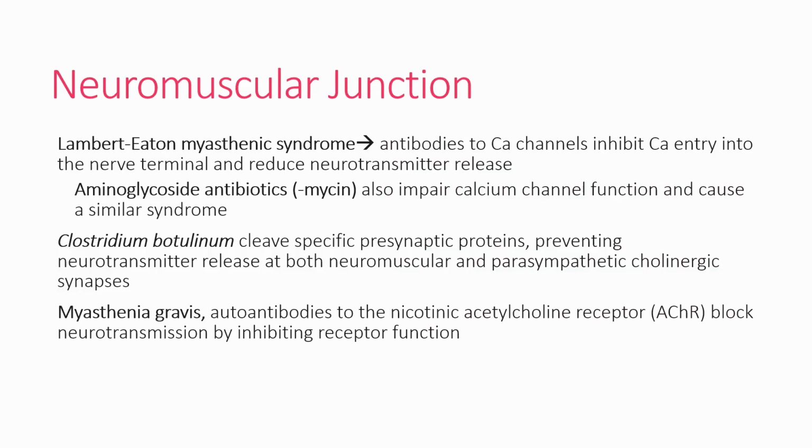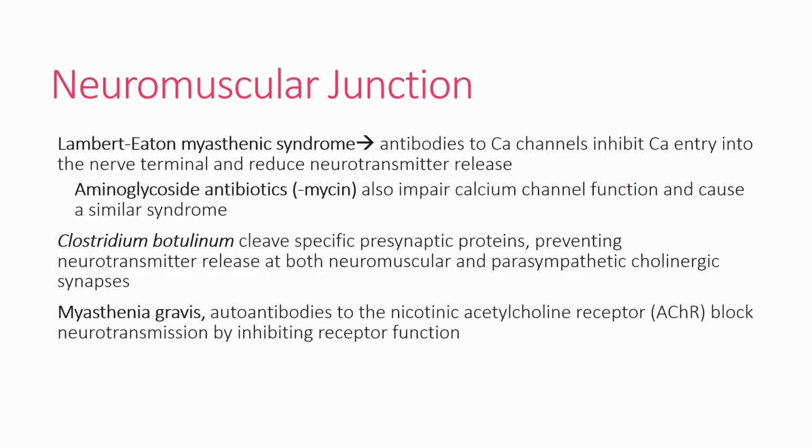Myasthenia gravis is another one. This is an autoimmune disease with autoantibodies to the nicotinic acetylcholine receptor. Is this a presynaptic problem or a postsynaptic problem? Post. So myasthenia gravis attacks the postsynaptic receptors for acetylcholine. So acetylcholine has nothing to bind to, nothing to tell the muscle to do anything, and you get weakness and paralysis. So these are all diseases of the neuromuscular junction.